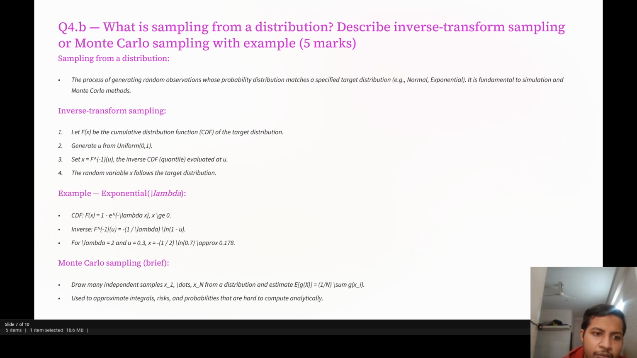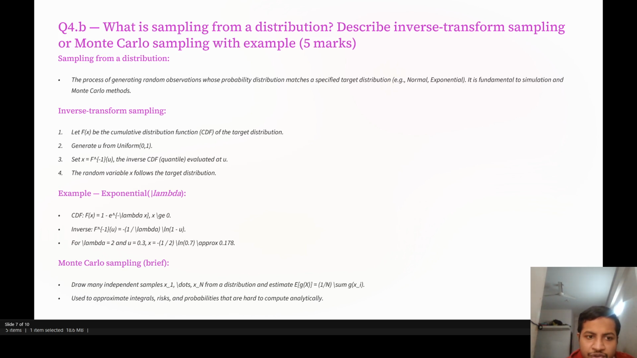Inverse transform sampling. Now, what do you mean by inverse transformation? There are certain steps. The first step: let F(x) be the cumulative distribution function, CDF, of the target distribution. The second: generate u from Uniform(0, 1). Third: set x equal to F^-1(u), the inverse CDF, the quantile function at u. Now the fourth step: the random variable x follows the target distribution.